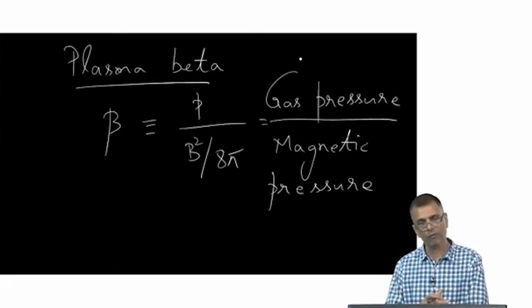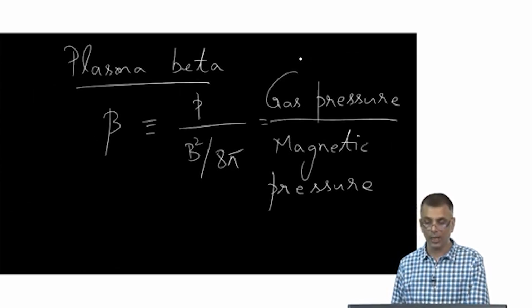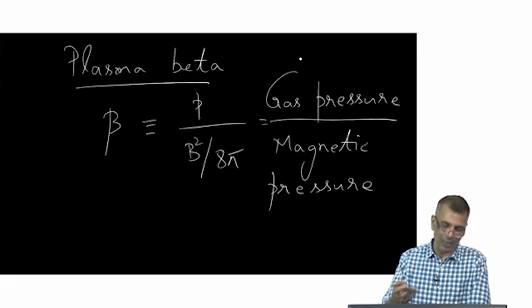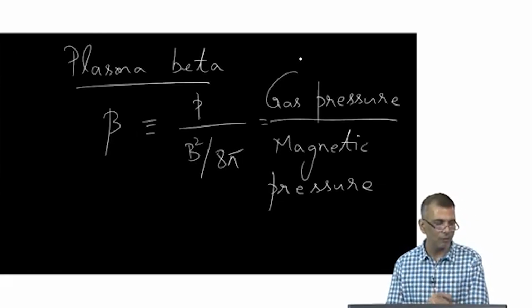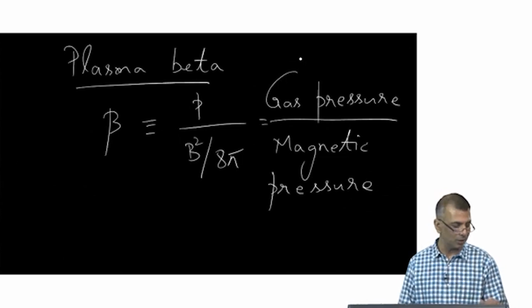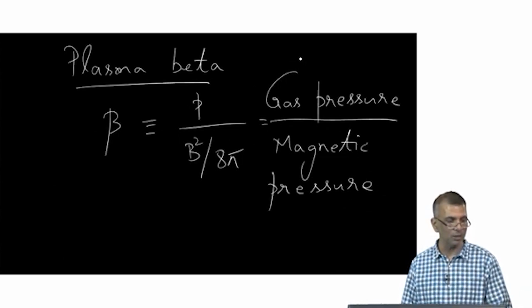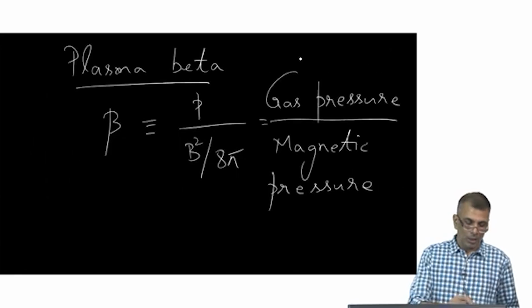Hence, if not completely understand, you can begin to appreciate the concept of magnetic pressure. The ratio of gas pressure to magnetic pressure is called the plasma beta. This is yet another very important dimensionless number in magnetohydrodynamics. And talking about situations where magnetic fields are important, we have already defined the Reynolds number.